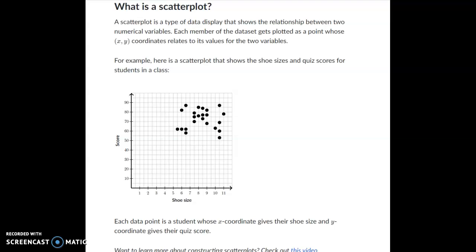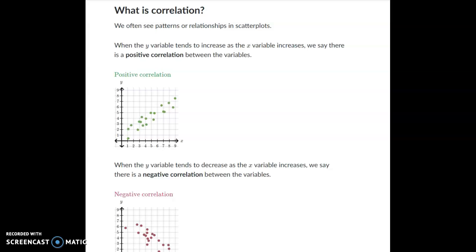So the data in this example is kind of all over the place. There's no clear linear pattern to it, which would suggest that there's no correlation between these two variables. So when we say there's no correlation, what are we talking about?